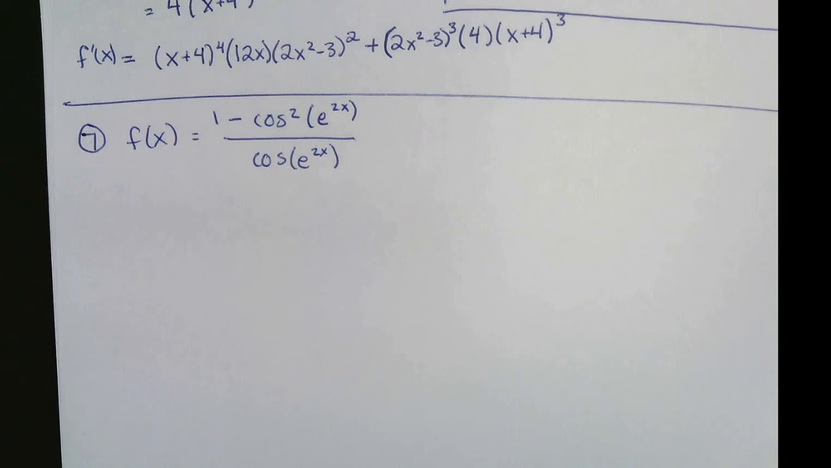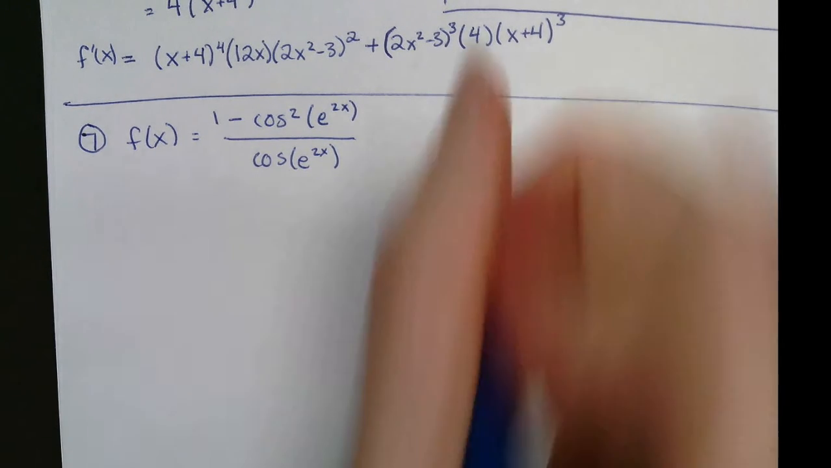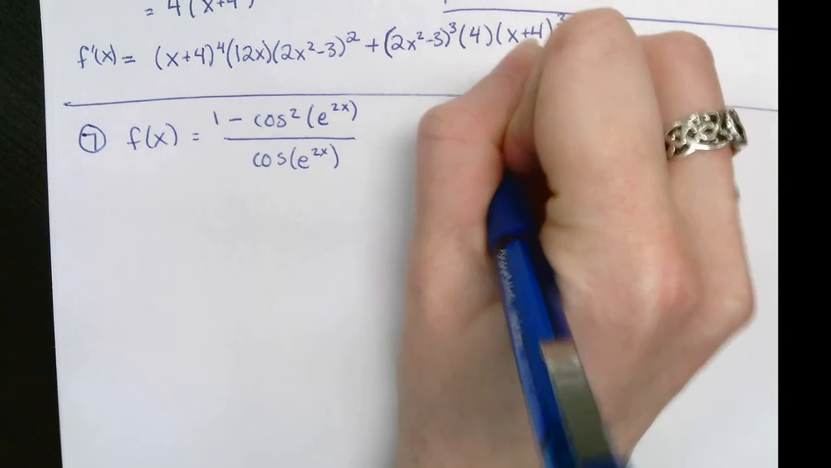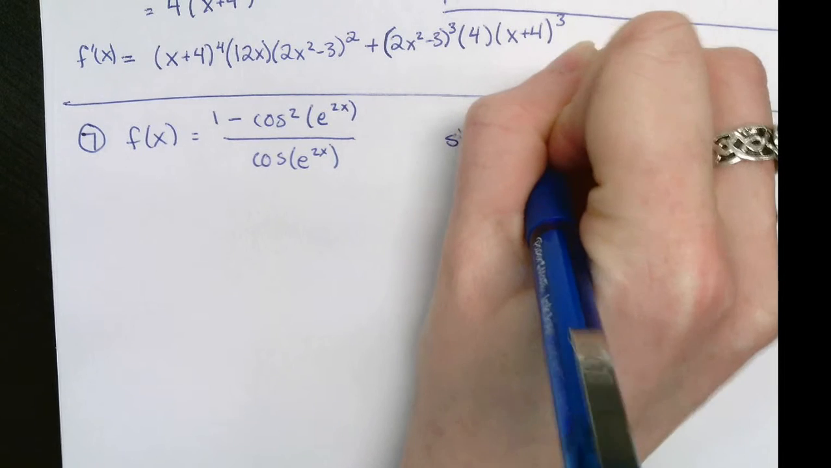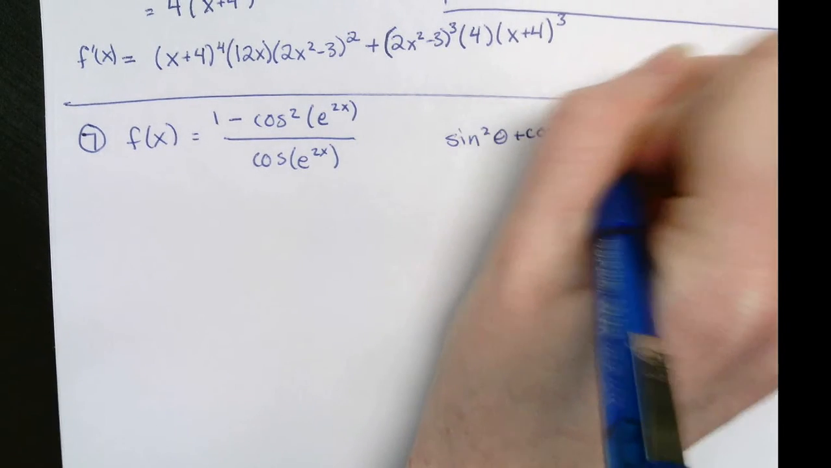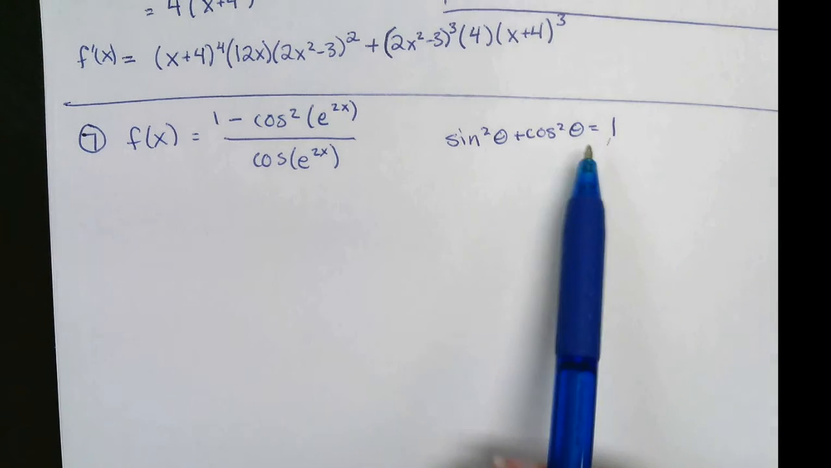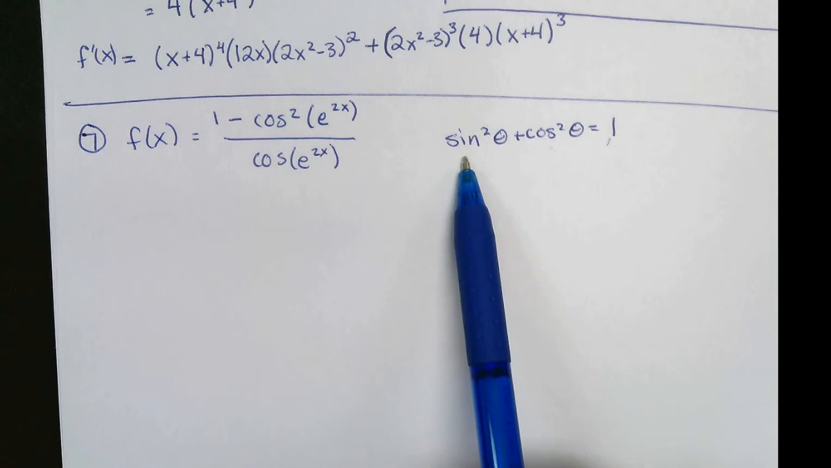Okay, so you could, if you really wanted to, go through and start your quotient rule here. I don't recommend that. I really don't. This is one of our trig laws: sine squared theta plus cosine squared theta is equal to 1. So if I have 1 minus a cosine squared, it's sine squared.